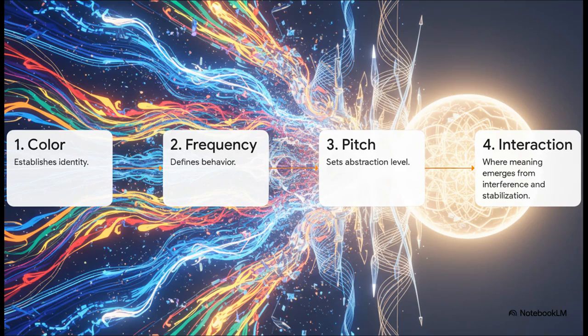So you take these three ingredients, the identity, the behavior, and the abstraction level, and you put them together. What you get are these info waves. And here's the magic. Meaning isn't something you force into the system. It literally emerges from the way all these waves ripple and interact with each other, creating patterns and eventually settling into something stable and coherent.